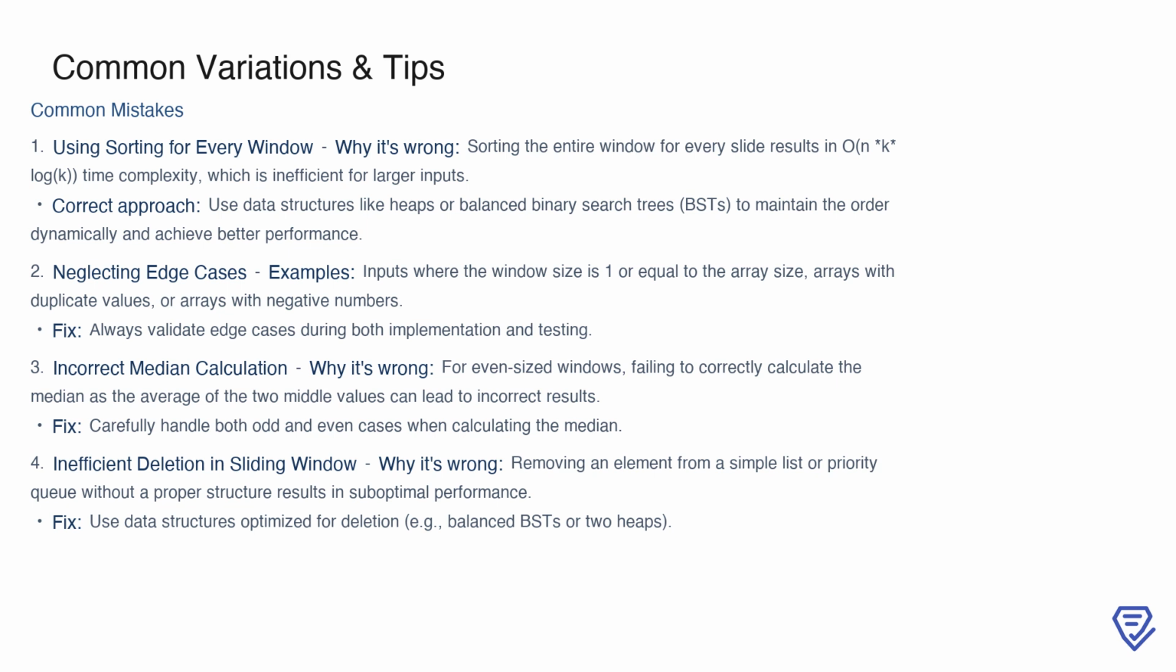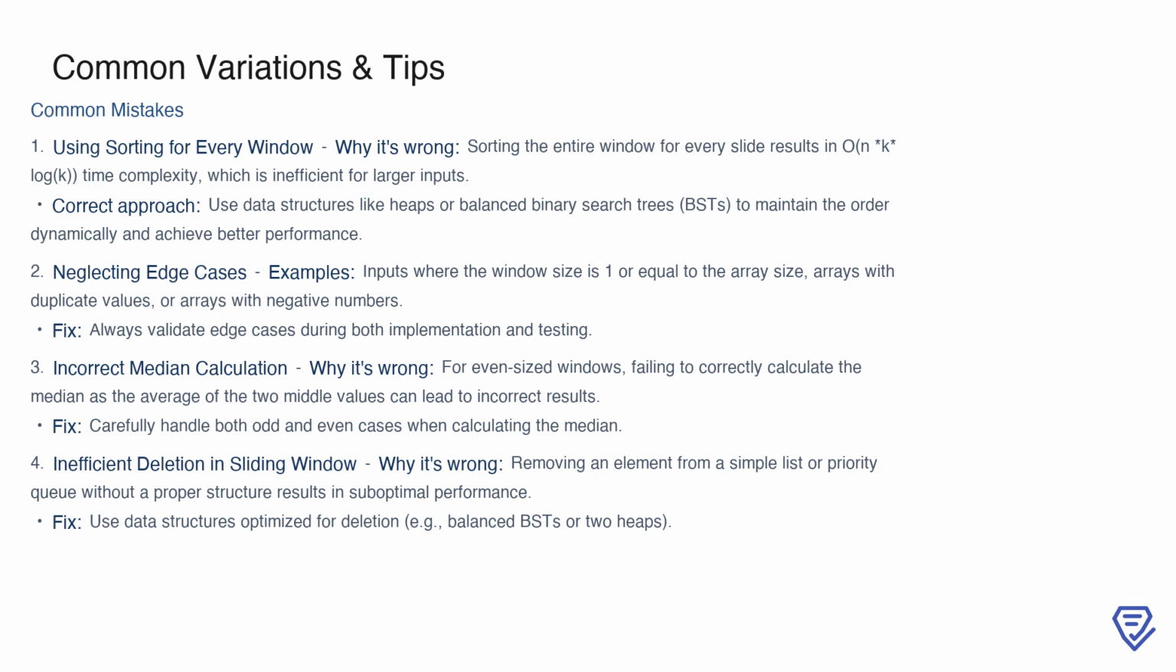Next, it's easy to overlook edge cases, such as when the window size is 1, or when it equals the array size. Arrays with duplicate values or negative numbers can also introduce subtle bugs. Always validate these scenarios during implementation and testing. Another frequent mistake is mishandling median calculations for even-sized windows. Remember, in such cases, the median is the average of the two middle values, so failing to implement this correctly can lead to incorrect results.